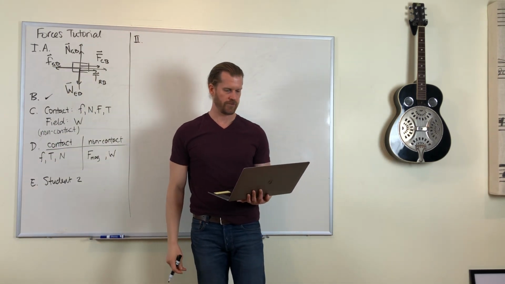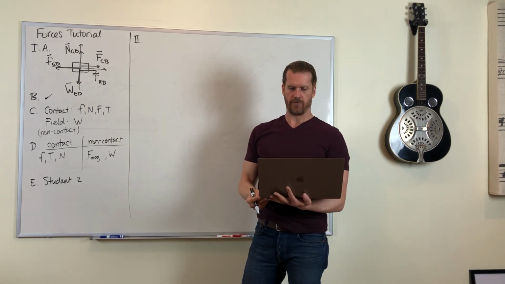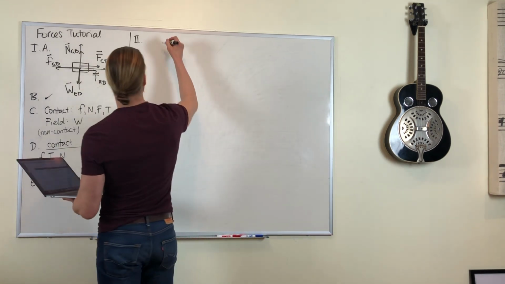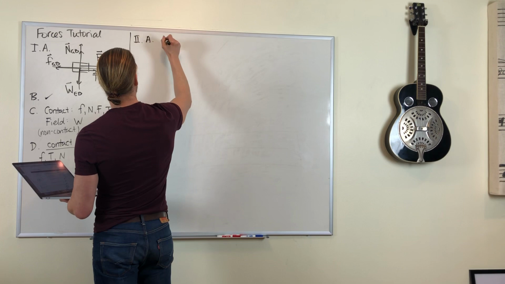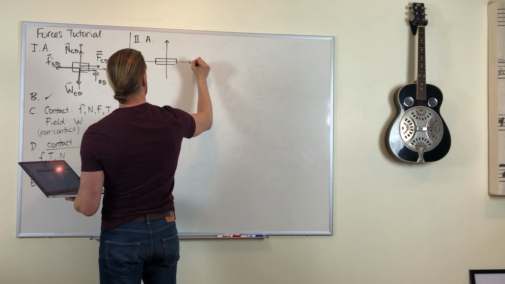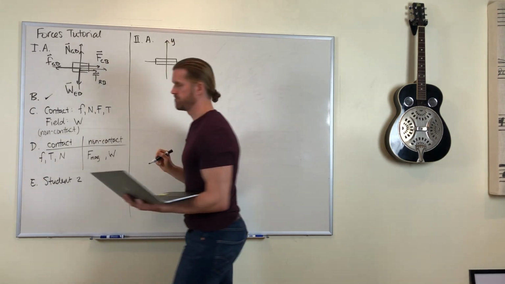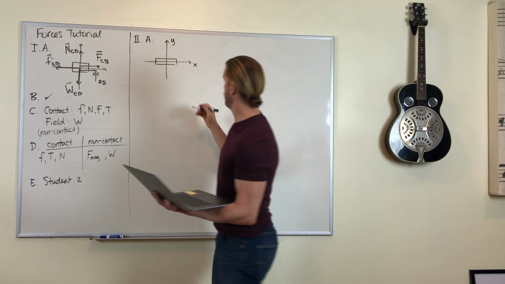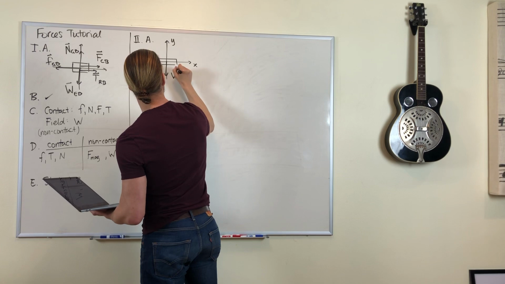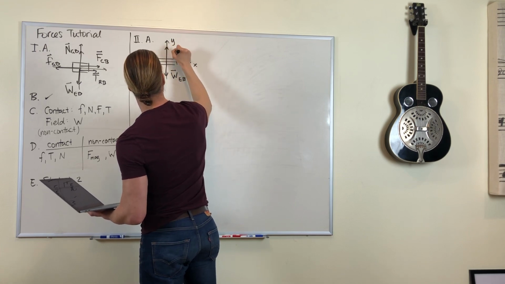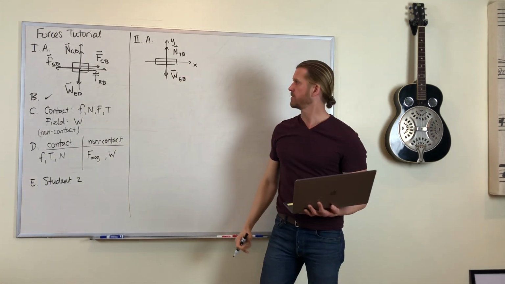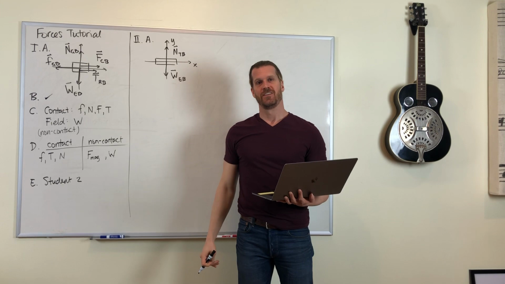All right, part 2, drawing free body diagrams. Let's draw a free body diagram for this book that's at rest on a table. Here's the book. There's a coordinate system. There are 2 forces involved. There's the gravity force of the earth pulling on the book, and there's the normal force of the table pushing up on the book. The normal force keeps the book from falling.